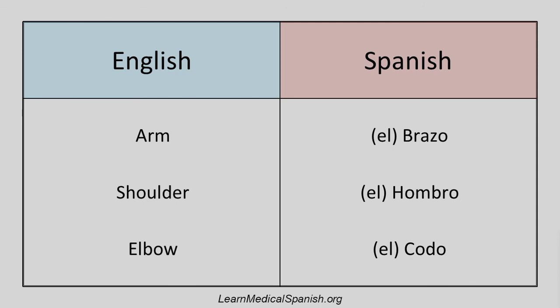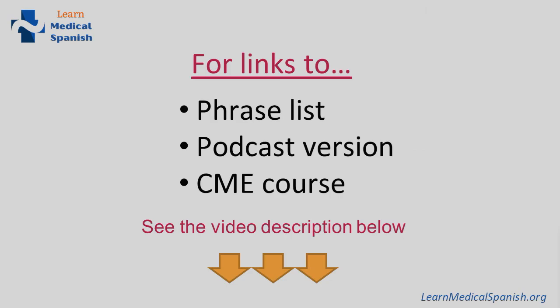Quick pronunciation tip. If you just look at that like an English speaker, you'd probably say codo with a hard D. But the D in Spanish does not sound like an English D. It's much softer. In fact, it's more similar to a TH sound. And then you'll sound a lot more like a native speaker. So that was actually the last word for this part 1 of this anatomy overview.